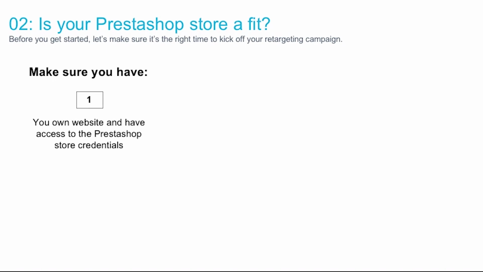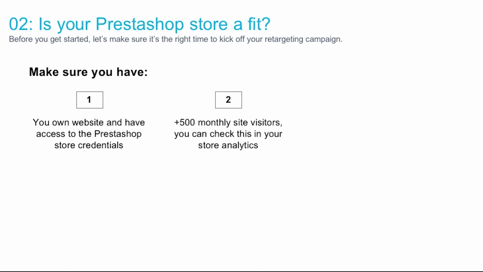First, AdRoll works by tracking the behavior of every user on your site. If you don't have a site or access to your PrestaShop store credentials, it's not the best fit for your business. Second, retargeting works best if you've had at least 500 monthly site visitors. If you're unsure of how many monthly site visitors you have, you can find out in your PrestaShop store analytics.